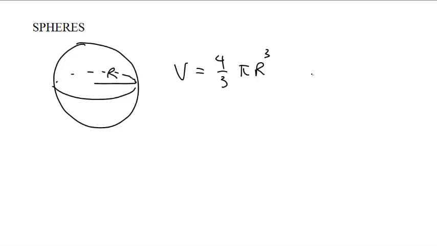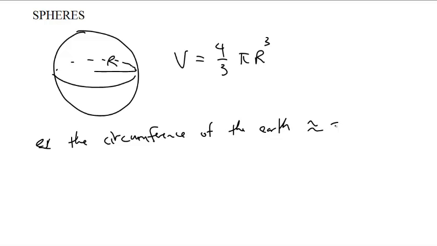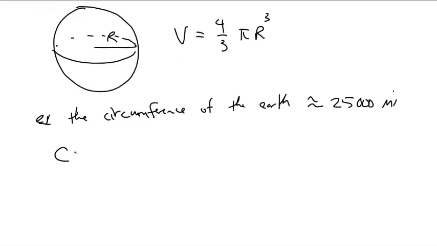And there's one cool thing, so let's do a brief example. Let's say the circumference of the Earth is approximately 25,000 miles. So what have we got? That means that c, which is 2 pi r, is 25,000.